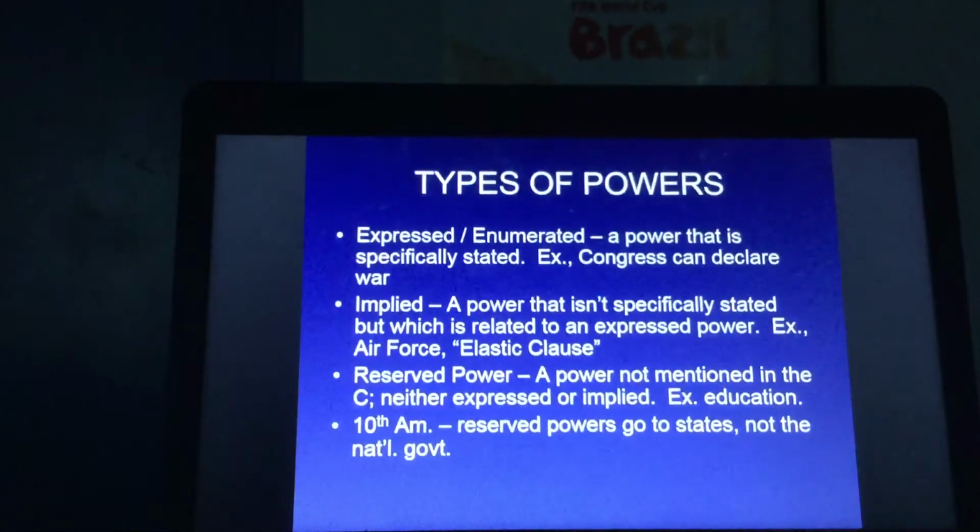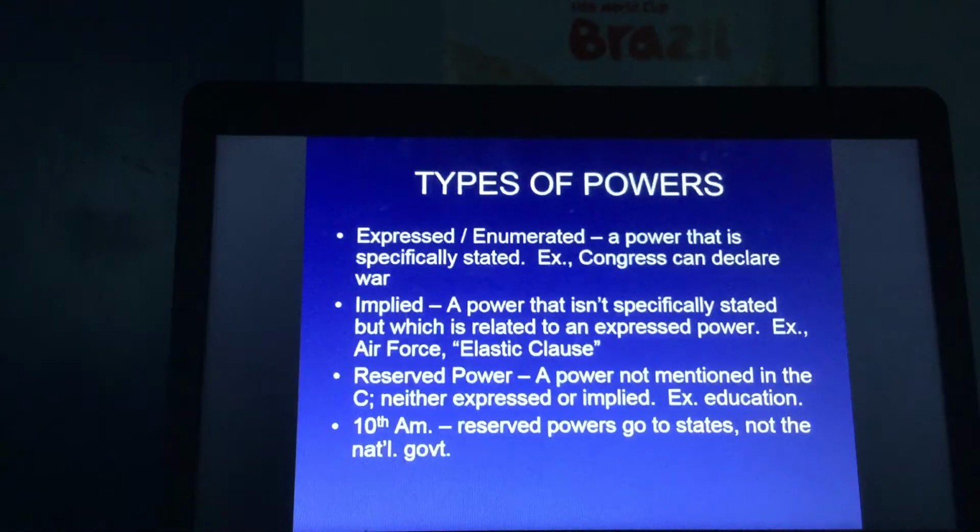An implied power is something that's not quite written down exactly, but it's really close to something that is. So as we talked about yesterday, the Constitution doesn't mention an Air Force, but that's very close to an Army and a Navy. And Congress does have the express power to maintain an Army and a Navy. So they have an implied power to establish and maintain an Air Force. And that's because of the necessary and proper clause or the elastic clause, which basically says Congress has implied powers.